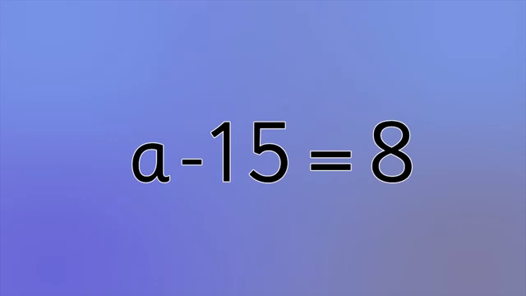You can always check that your answer is correct by inserting it into the original equation. A minus 15 equals 8. Now put 23 instead of the A. 23 minus 15 equals 8. That's correct.